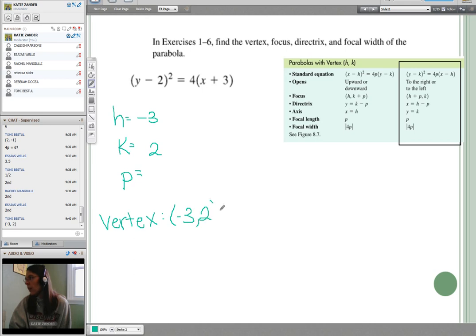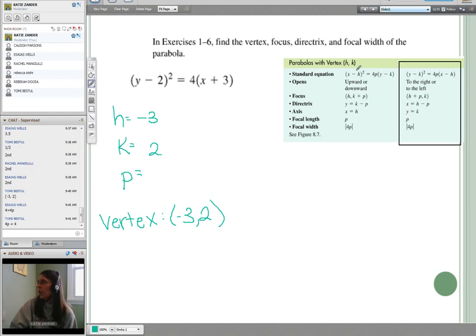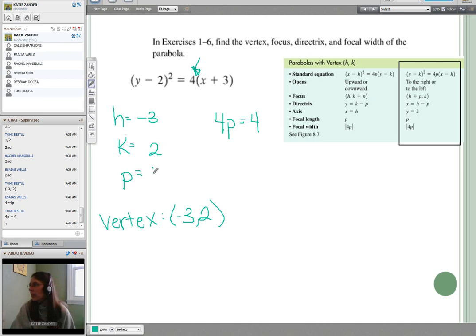So I'm just going to come down here and pull that vertex and put it together. All right, what is our value for P? How can we find that? Yep, you're going to go ahead and take a look at what you have out in front of that X parentheses. So 4P equals 4. And you're going to work backwards to solve for P. And when you do, what do you get? P equals 1. Now that you have those 3 crucial pieces of information, you should be able to fill everything out using your chart. So we got the vertex already.